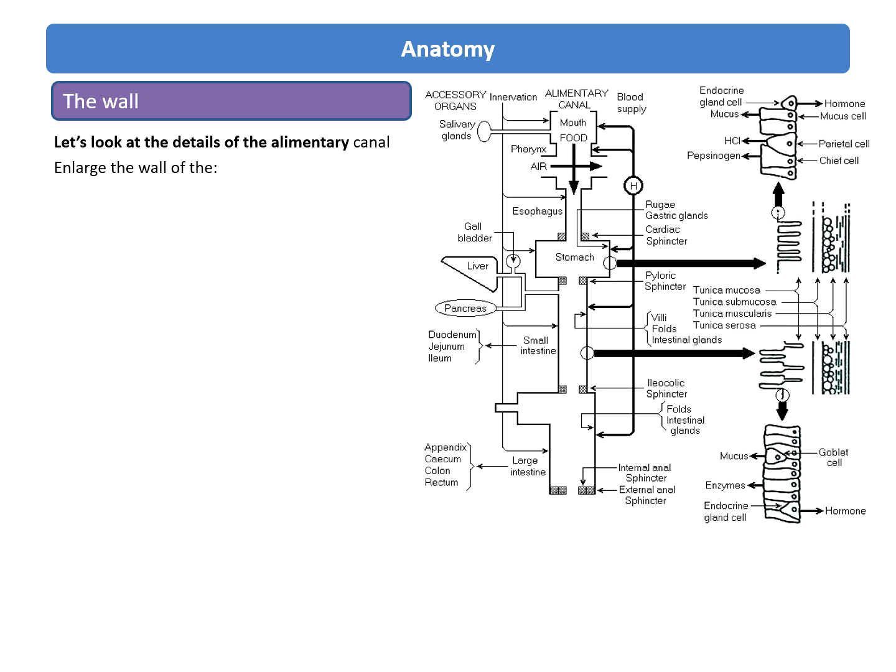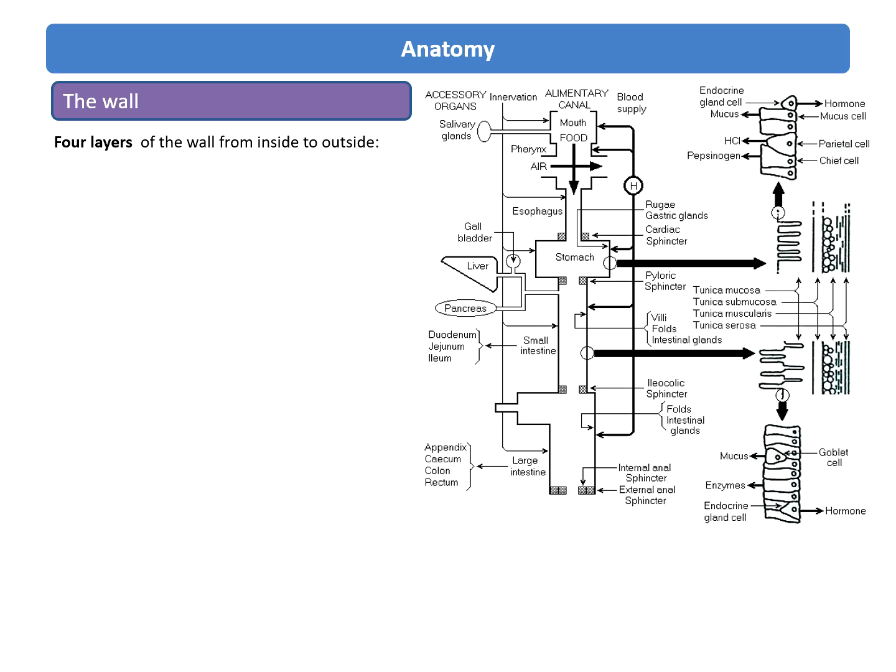Let's look at the details. We'll enlarge the wall of the stomach and the small intestine because its characteristics apply to the entire GI tract. There are 4 layers. We'll look at the inner lining and sphincters, and then we'll discuss the nerve plexuses.